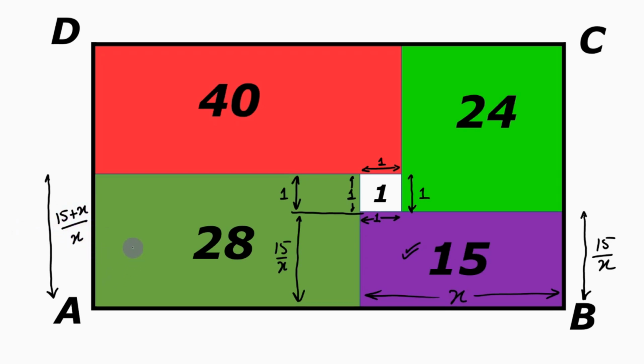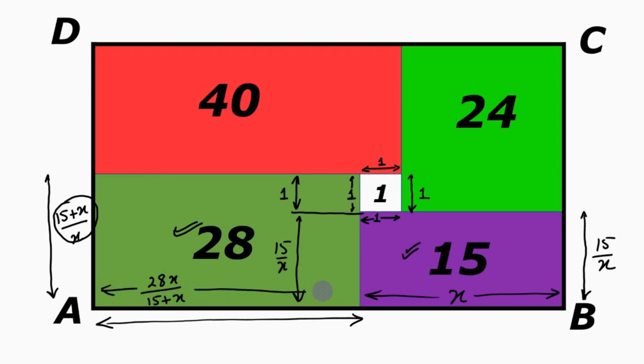Now if this is the breadth of this rectangle, then the length of this rectangle can be written as the area divided by the breadth. So this comes out to be 28x upon (15 plus x). So this length is equal to 28x upon (15 plus x).